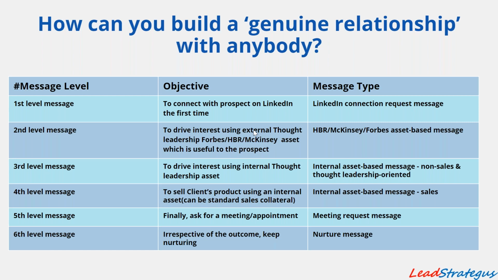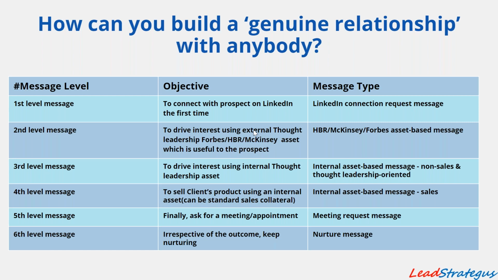For example, if a prospect posts a lot about crypto, you can always share something about crypto. You need to gauge what the person likes, what the person doesn't, and then keep adding value. Then the fourth level message, here you can get a bit salesy.